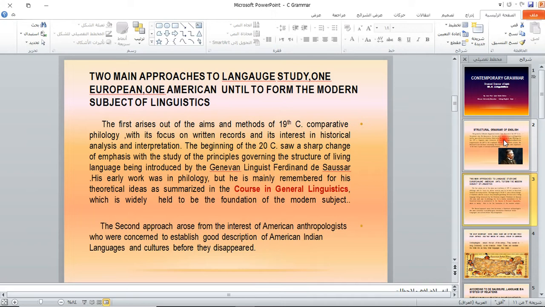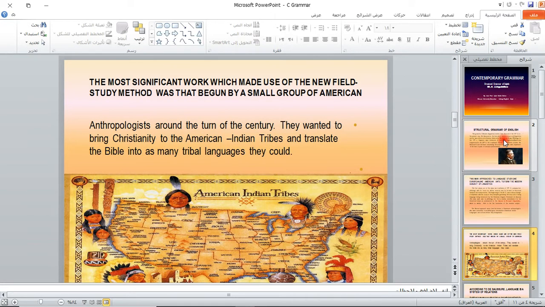The second approach arose from the interest of American anthropologists who were concerned to establish good descriptions of American Indian languages and cultures before they disappeared. The most significant work which made use of the new field study method was that begun by a small group of American anthropologists around the turn of the century. They wanted to bring Christianity to the American Indian tribes and to translate the Bible into as many tribal languages as they could.